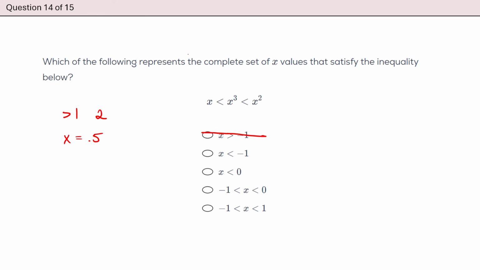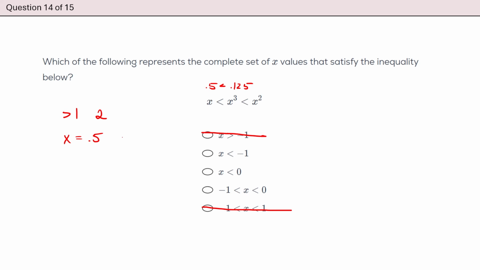Okay. Does this work? So this would be 0.5, which is less than, what's 0.5 cubed? Let me take a look. So 0.5 times 0.5 times 0.5 is 0.125. Is 0.5 less than 0.125? No. So anything that has values from 0 to 1 is out. So this one is out.